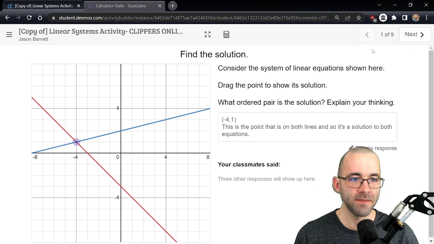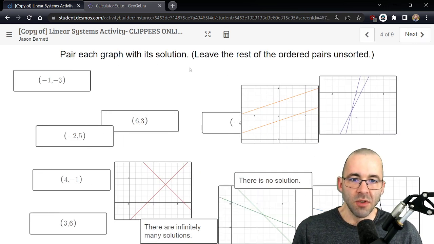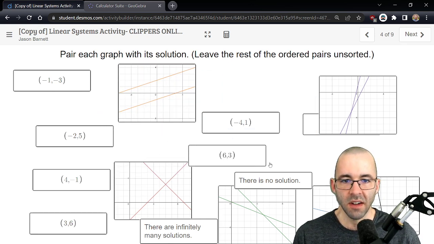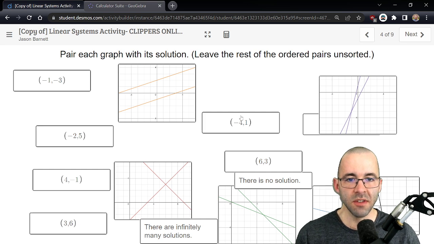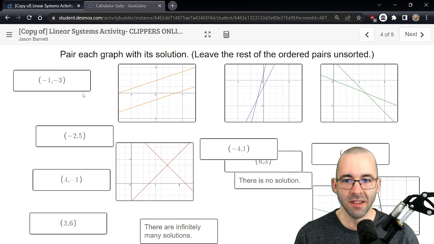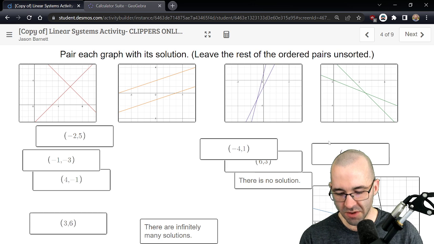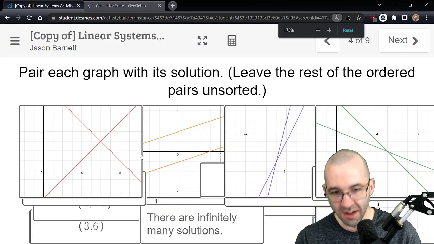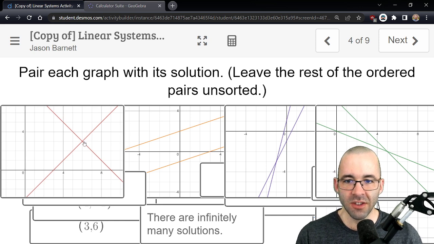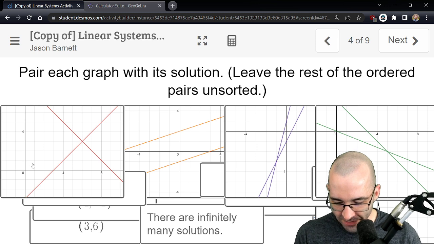Great. Next one. Pair each graph with its solution. So we're going to talk about looking at graphs, looking at solutions. So let's organize things however you want. But remember the solution is just the intersection. So zoom in. Hopefully you can read this graph.